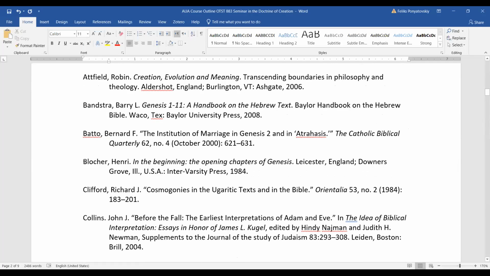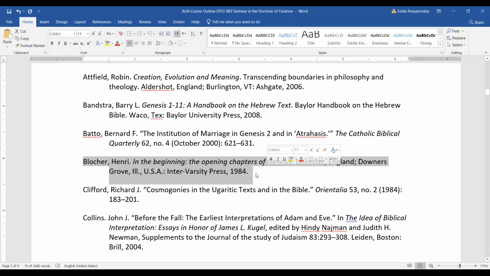Yes, and the last one is Henry Blocher, In the Beginning: The Opening Chapters of Genesis. So these four people, but actually more than four, are influential people who wrote much about this framework theory and how to understand the first chapter of the book of Genesis. I will send it immediately after the end of our class.